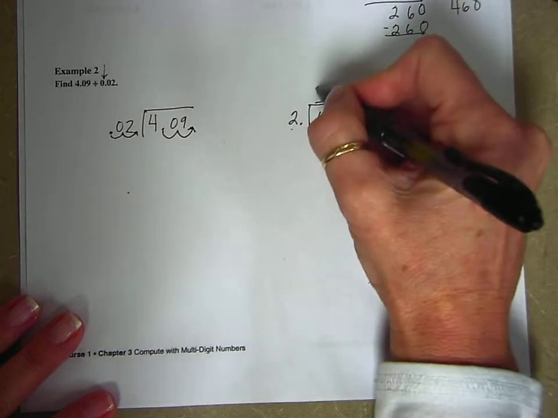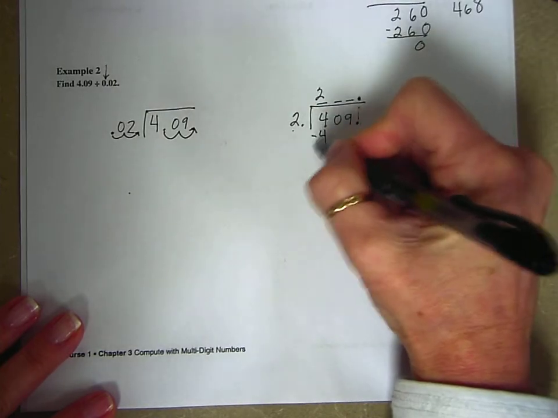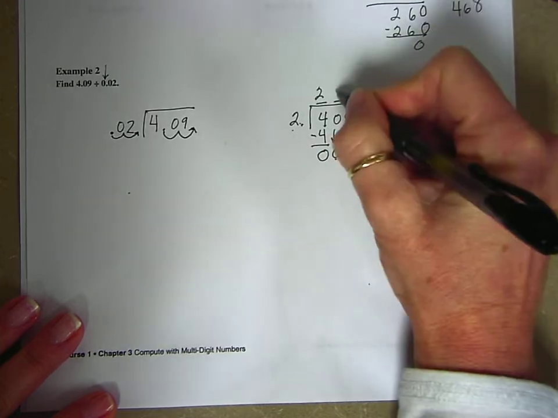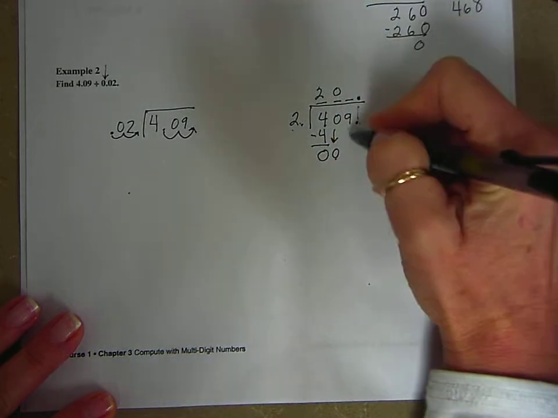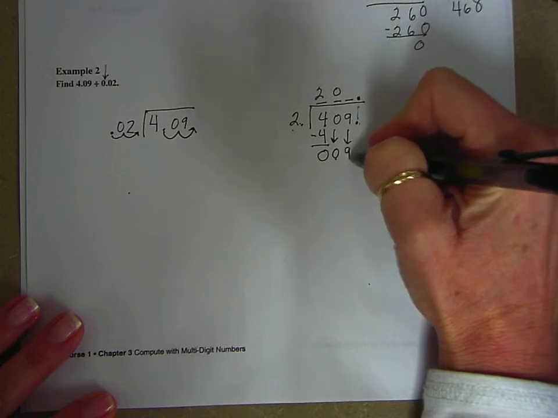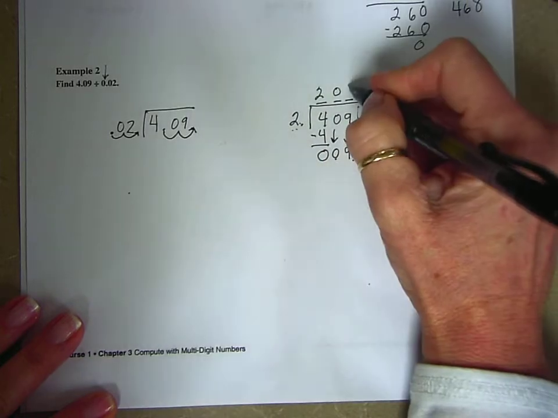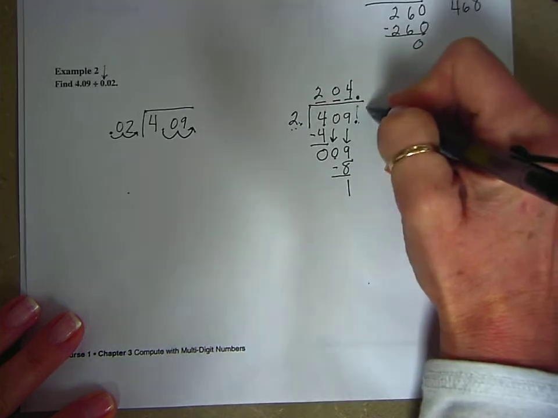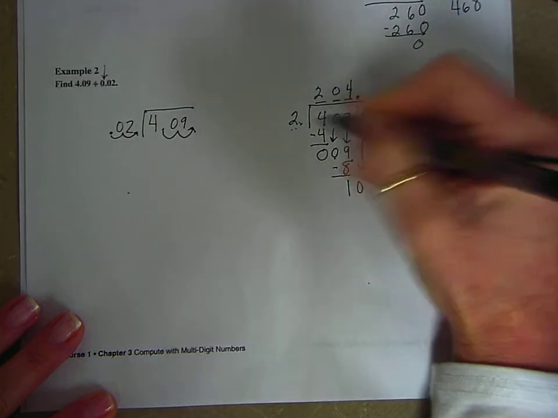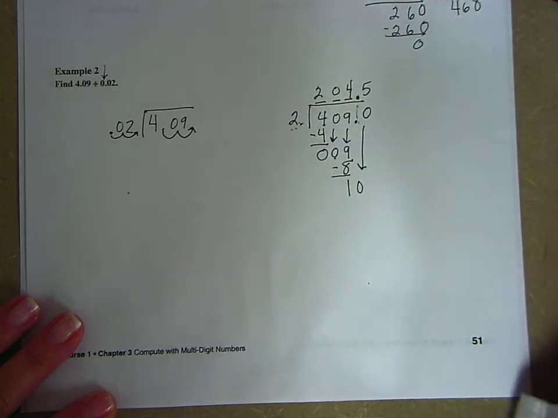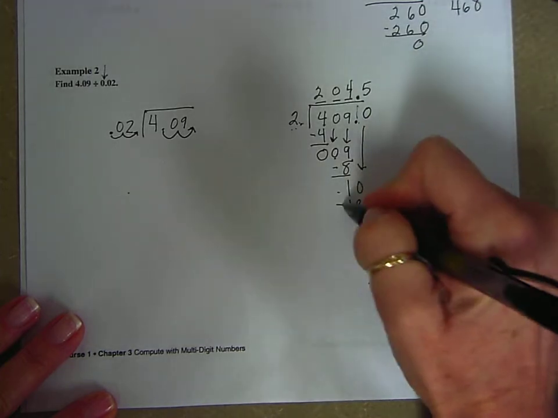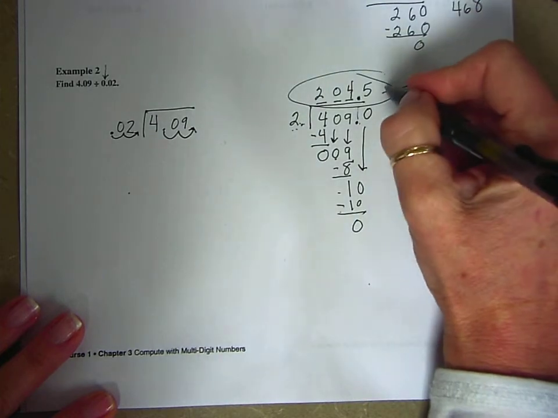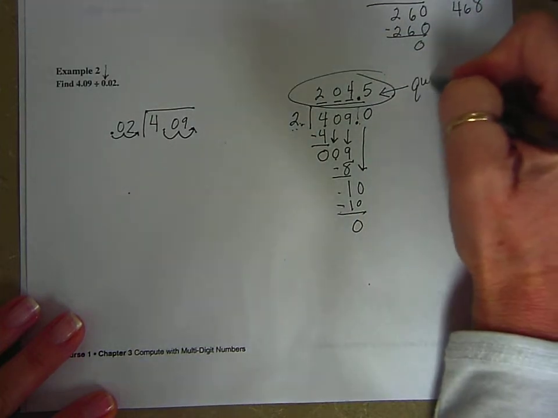2 goes into 4 2 times. Bring down the 0. 2 goes into 0 0 times. Bring down the 9. 2 goes into 9 4 times. 4 times 2 is 8. Subtract. I'm going to add a 0, bring it down. And 2 goes into 10 5 times. So your answer, your quotient is 204 and 5/10.